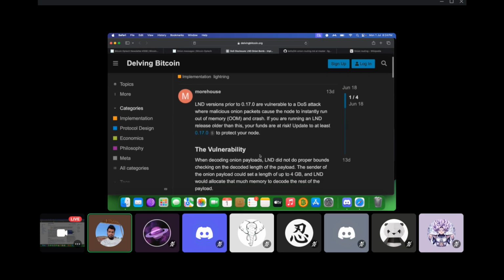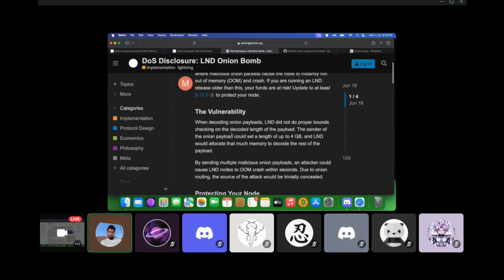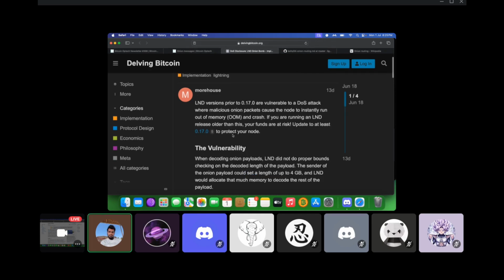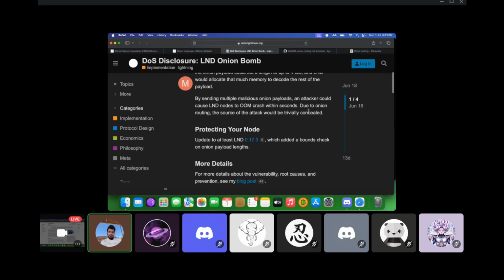So what the vulnerability is: when decoding onion payloads, LND did not do proper bounds checking on the decoded length of the payload. The sender of the onion payload could set a length of up to 4 GB, and LND would allocate that much memory to decode the rest of the payload. By sending multiple malicious onion payloads, an attacker could cause LND nodes to OOM, out of memory, and crash within seconds. Due to onion routing, the source of the attack would be trivially concealed.